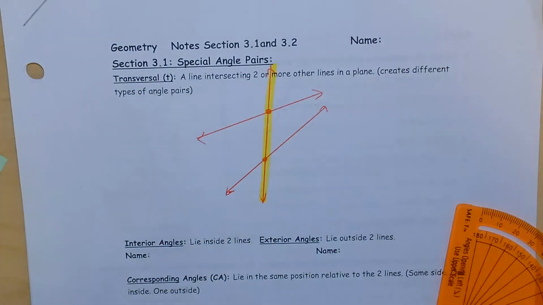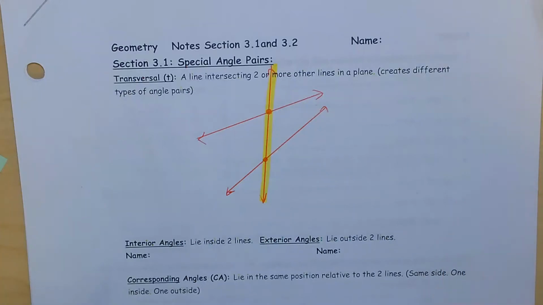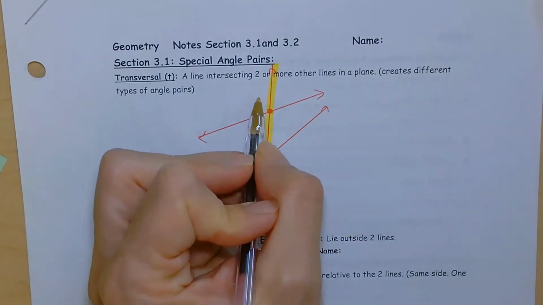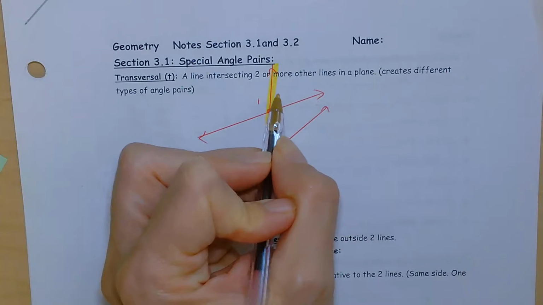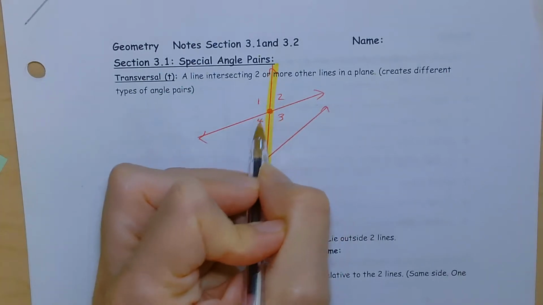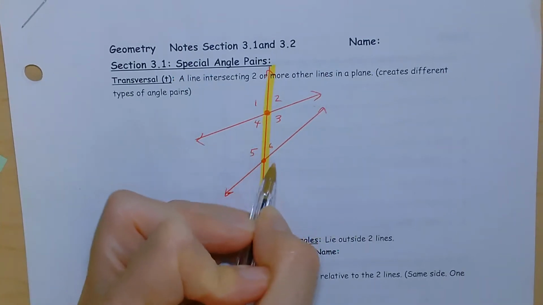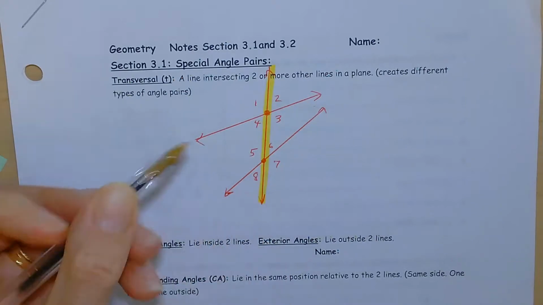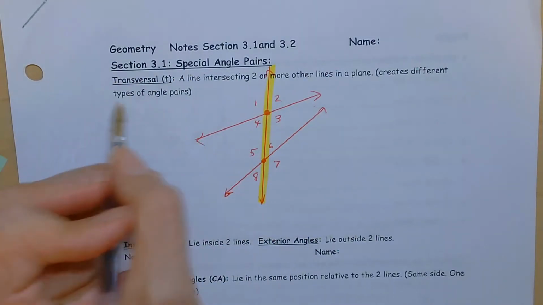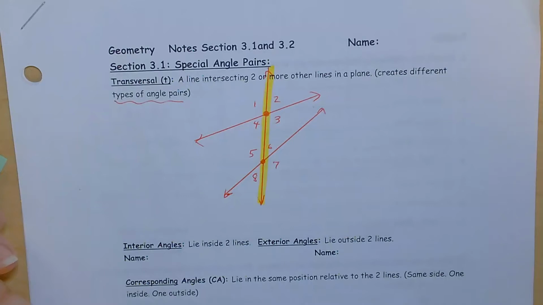Okay, so we are going to name these angle pairs all the same so that we can come up with the pairs that go with the names. So we're going to start up here, 1, 2, 3, 4, and then down here, 5, 6, 7, 8. So now we've created 8 different angles, and then we're going to talk about angle pairs.